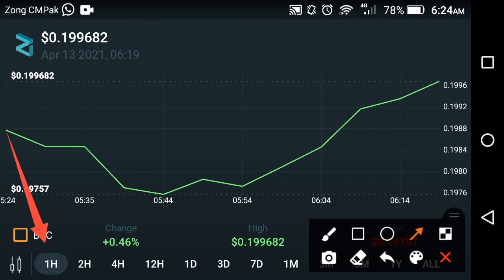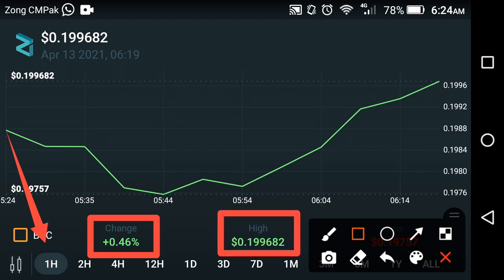The last 1 hour price prediction is positive because it has started moving upward. A positive 0.46% change has occurred in the Zilliqa coin, and the high price is $0.199682 in the last 1 hour, friends. The graph clearly tells us that the explosion time is coming, as it starts from this time.